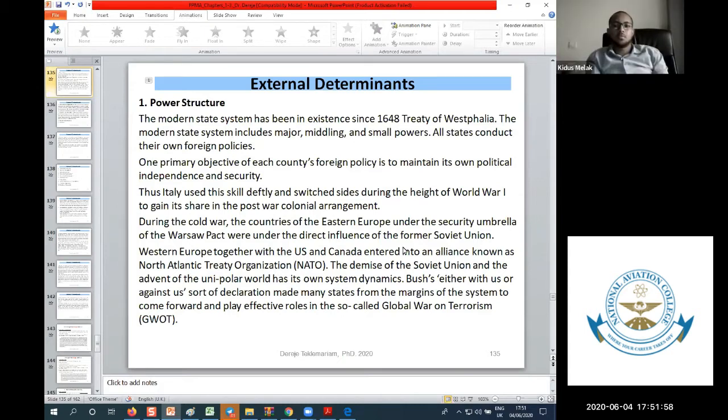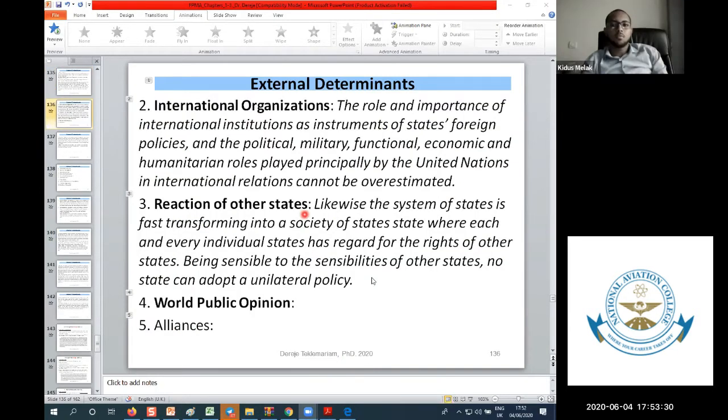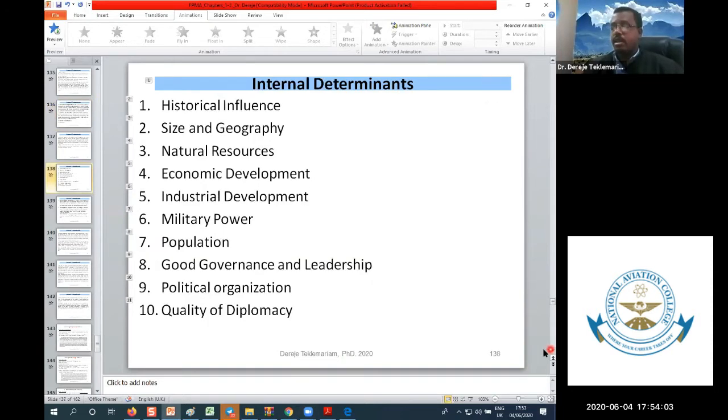When it comes to the external determinants, it is composed of the reaction of other states, where we are really designing our policy options. Countries are also considering the reactions of other states. This is still the external determinant, and even the world, how they are responding to the proposed policy. So the external determinants are classified into these 5 major groups, whereas the internal determinants are classified into around 12, but I tried to summarize it into 10.